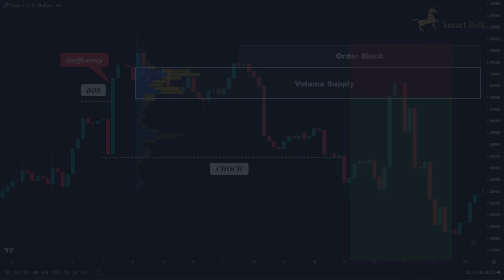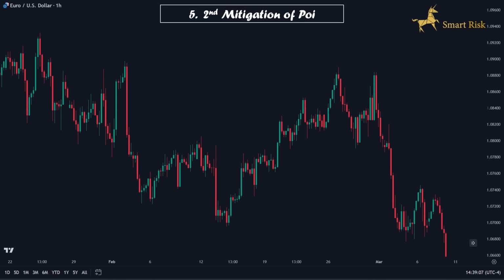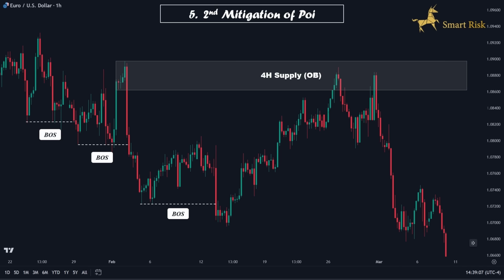Now let's move on to the fifth confirmation method, the second mitigation area after forming a market structure shift or change of character pattern. To better understand this confirmation method, let's consider a trading example. First of all, we can see that the market is in a downtrend with supply zones in control. After a temporary pause, the price changes its direction to the upside, makes a pullback, and eventually mitigates the higher time frame supply zone. The price reacts to this zone, reverses its direction, and forms a change of character in the current time frame. Let's imagine that we didn't enter the market for any reason and are now looking for an opportunity to take short positions.